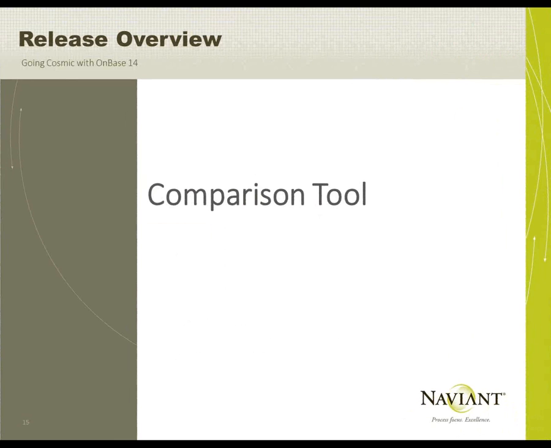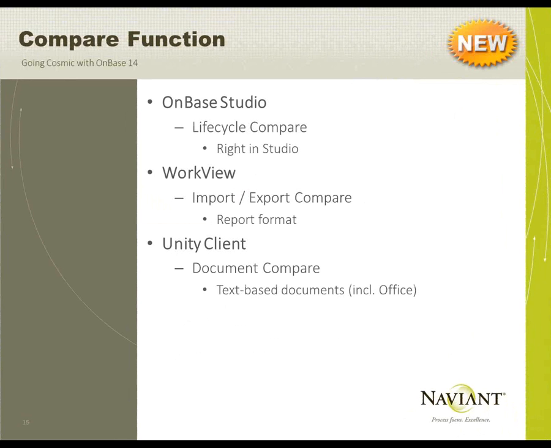So one last thing I want to talk about here was the comparison tool. I've mentioned the comparison tool in Studio and in WorkView, where you have a live lifecycle compare in Studio. You have a report format compare in WorkView. The Unity client also gets a compare function for any text-based document types. That can be pure text documents, full documents, text-based PDFs through the PDF input filter, or most importantly, Office files, Word docs, Excel spreadsheets, PowerPoints.